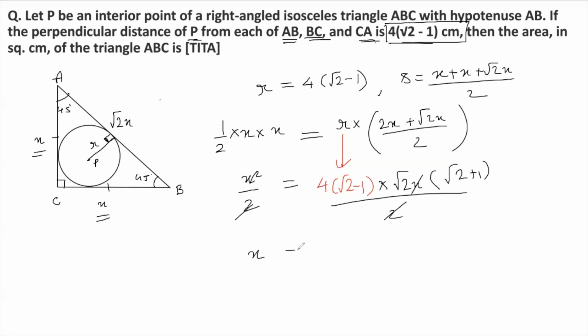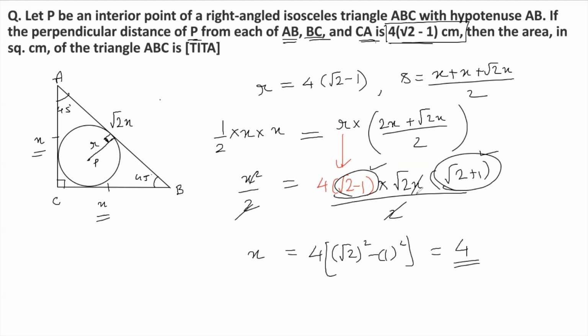Now x is nothing but 4 times (root 2 minus 1) into (root 2 plus 1), which is like (a plus b) into (a minus b), a square minus b square. So 4 into (root 2 square minus 1 square) is 4 into (2 minus 1). That is 4 into 1. That's 4. So the value of each perpendicular side of this isosceles right-angled triangle is 4.